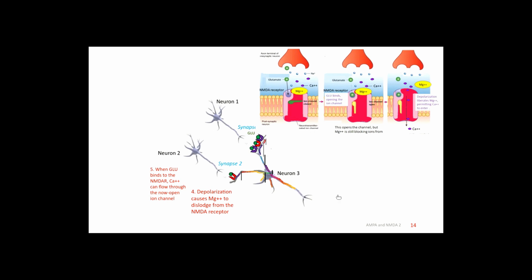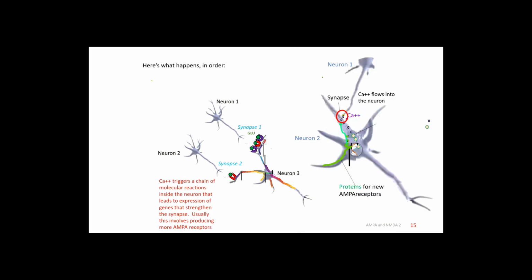All right. Okay, so depolarization causes magnesium to dislodge from the NMDA receptor. And when glutamate binds to the NMDA receptor, now you've met both requirements, and calcium can flow through the now open ion channel. All right, so now let's see what happens. This is the point that we talked about before. Calcium is going to come in. It's going to cause transcription of the appropriate parts of the DNA. The new AMPA receptors are going to go here because this NMDA receptor was activated, and they're also going to come here because this NMDA receptor was activated. Okay. Any questions so far?